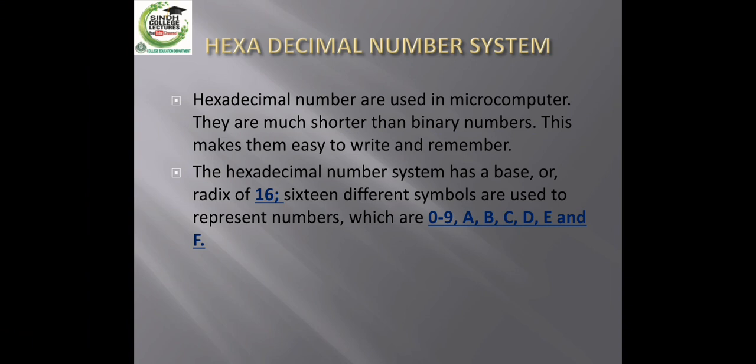Hexadecimal number system. Hexadecimal numbers are used in microcomputers. They are much shorter than binary numbers. This makes them easy to write and remember. The hexadecimal number system has a base or radix of 16. 16 different symbols are used to represent numbers, which are 0 to 9, then A, B, C, D, E and F.